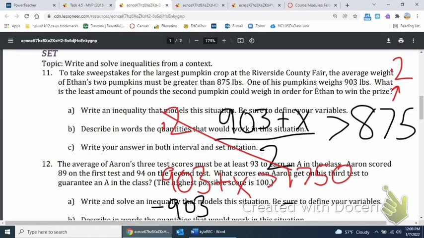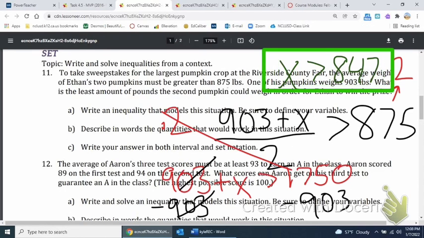Minus 903, minus 903. And remember, since we didn't divide or multiply by a negative, we don't have to switch the sign. The sign just gets copied and pasted. So the answer is going to be X is greater than, what's 1750 minus 903? 847.